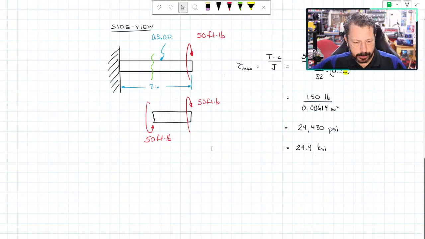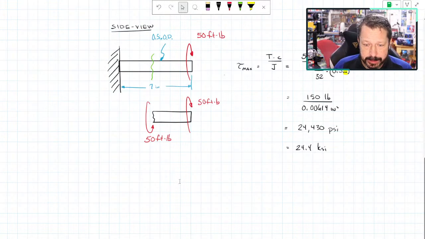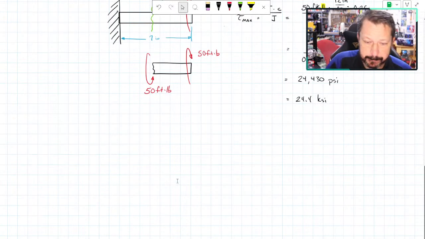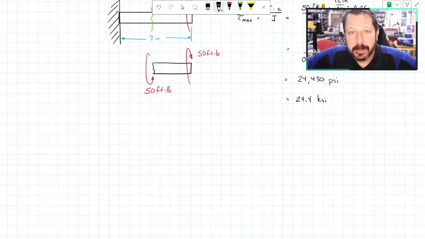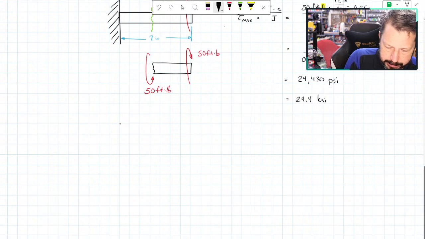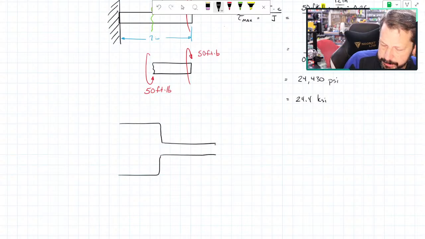Let's do one that's got a little more going on than that. These are actually pretty straightforward, so there's not a lot of complications we can add to this, but let's add a little bit. Let's say that we have a stepped shaft. So stepped shafts are pretty common when you're doing power transfer, because the steps, and what I mean by steps is this. This is an extreme step, probably more than we would ever have in real life.